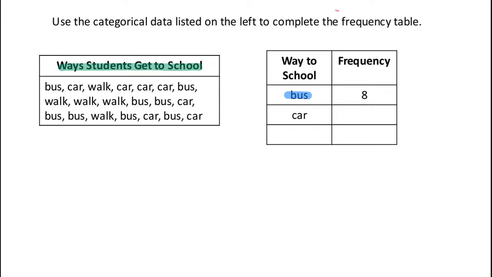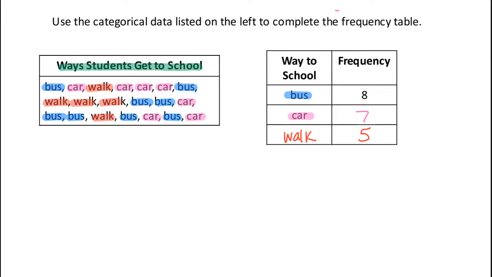So I can see bus shows up 1, 2, 3, 4, 5, 6, 7, 8. So 8 students take the bus to school. Then if I look at car shows up 1, 2, 3, 4, 5, 6, 7. So 7 students take a car to school. Okay. And then my last option that I see on the table is walking. I have walk, walk. So 3, 4, 5 students walk to school. 5 students walk to school.